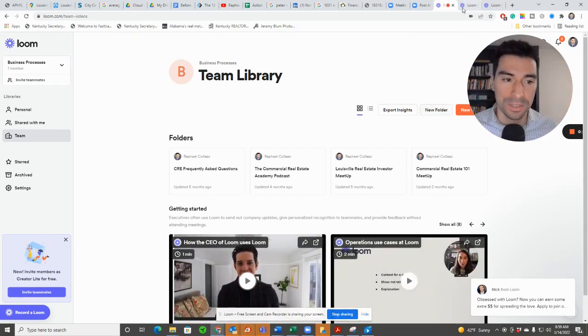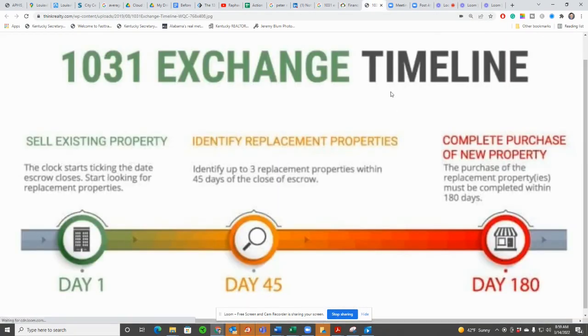All right, so as you can see, I'm on my Loom account, which is a video sharing software. So I'm going to go ahead and share my screen on the 1031 exchange timeline. In this video, I want to explain to you what the step-by-step process is of identifying and then ultimately closing on your commercial property through a 1031 exchange.